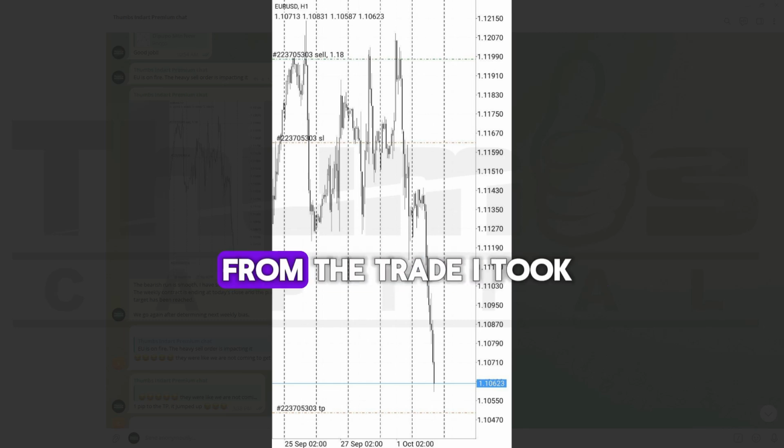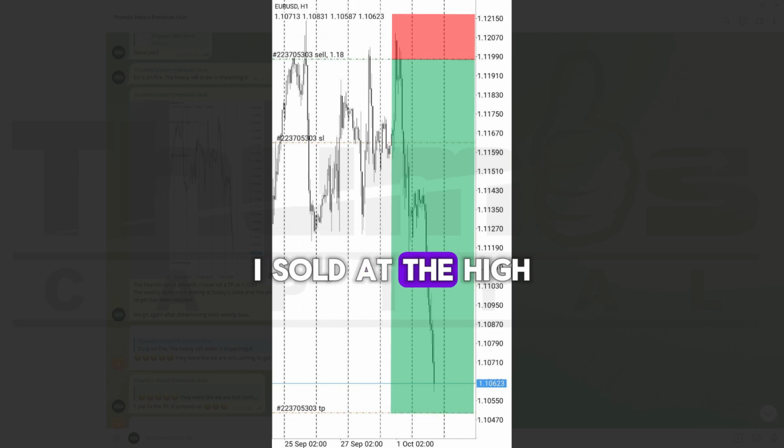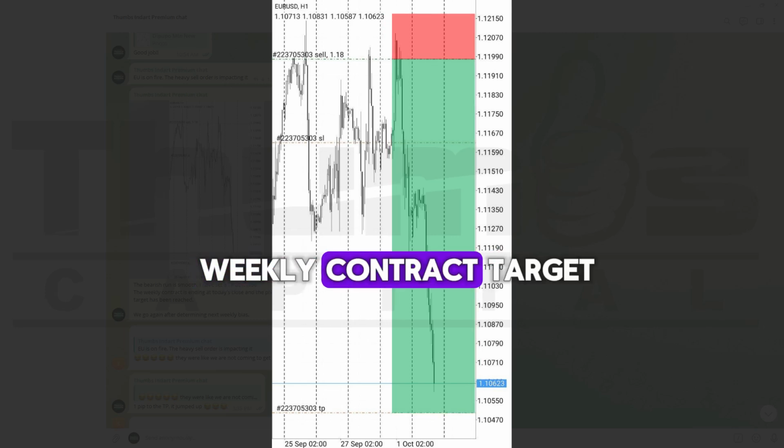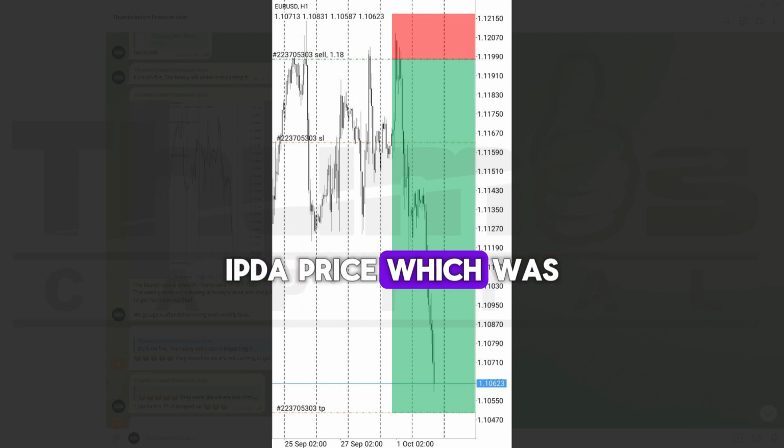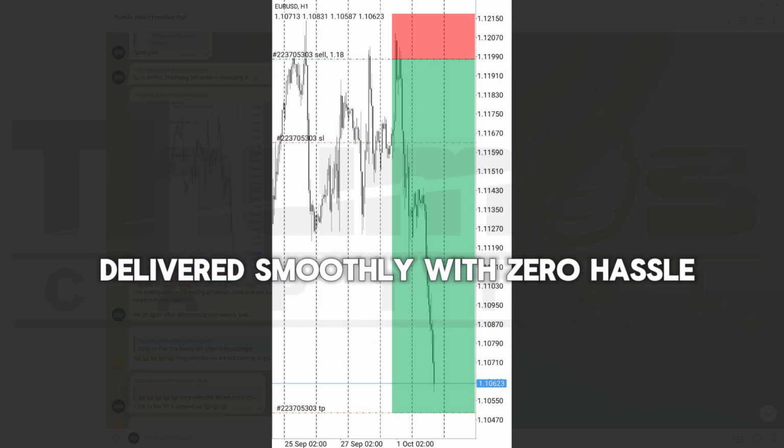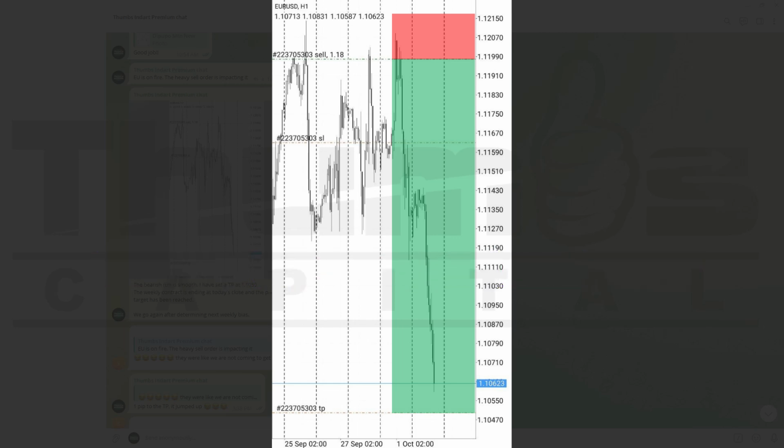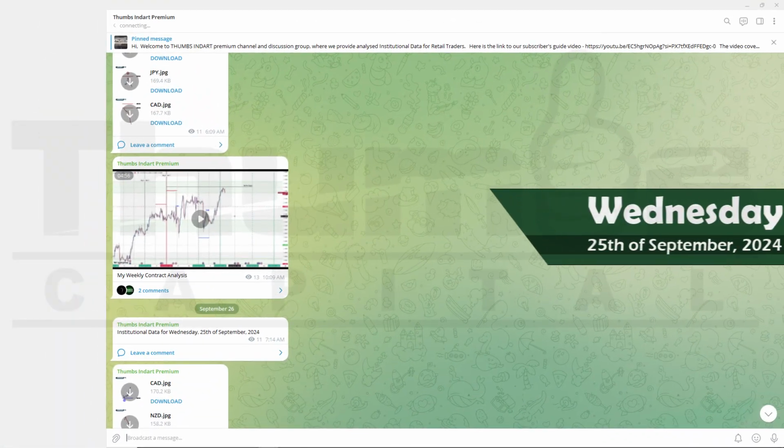As you can see from the trade I took, I sold at the high and aimed at the weekly contract target price, which was delivered smoothly with zero hassle. Without wasting any time, let's jump right into our Telegram channel.